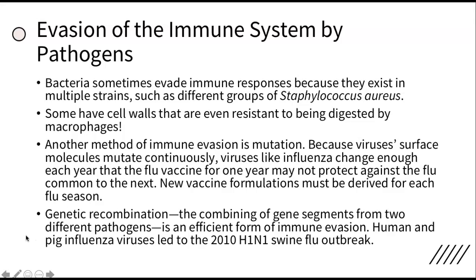Another is through genetic recombination, which happens when novel viruses like the coronavirus and H1N1 will happen from the combining of gene segments from two different pathogens. And that will be an efficient form of immune evasion. Human and pig influenza viruses led to the swine flu outbreak in 2010, and we are still wondering if the coronavirus is coming from bats or from pangolins, and that happens when you keep these animals in very close, untidy quarters, like happens in some wet markets and other things like that.